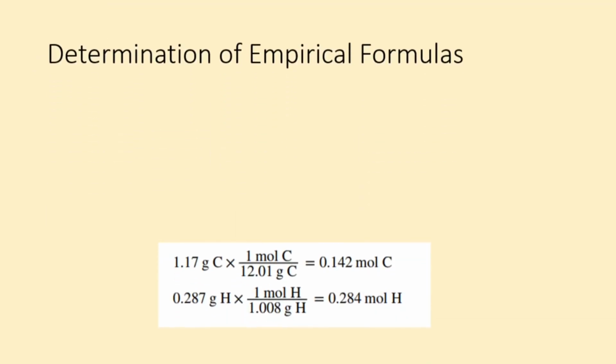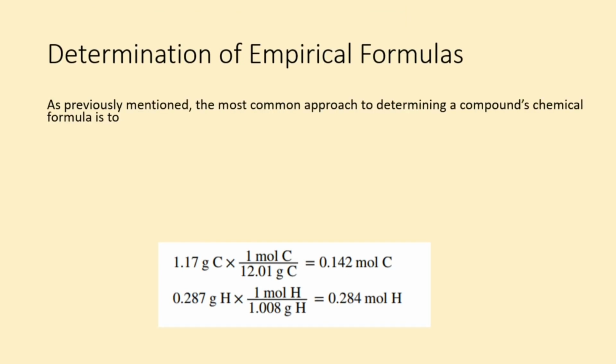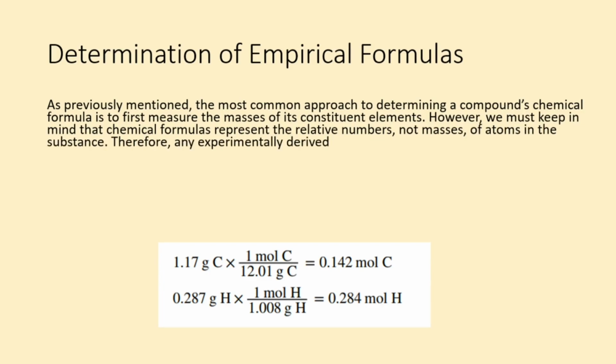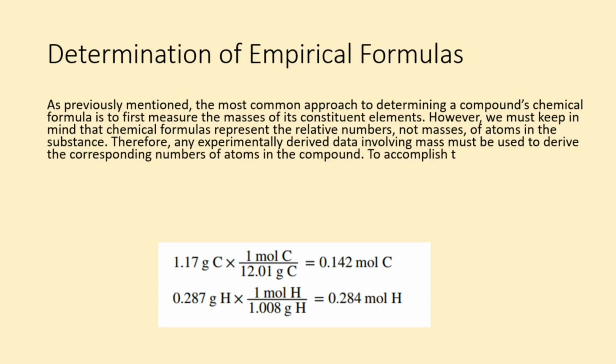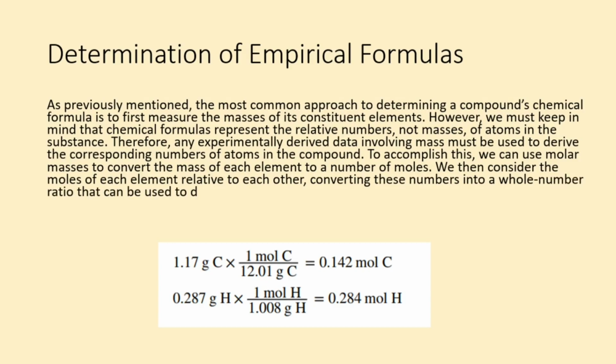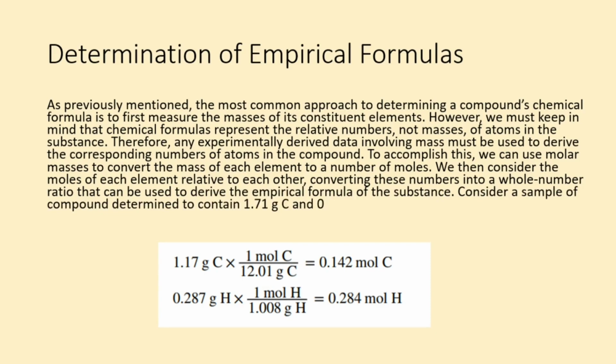As previously mentioned, the most common approach to determining a compound's chemical formula is to first measure the masses of its constituent elements. However, we must keep in mind that chemical formulas represent the relative numbers, not masses, of atoms in the substance. Therefore, any experimentally derived data involving mass must be used to derive the corresponding numbers of atoms in the compound. To accomplish this, we can use molar masses to convert the mass of each element to a number of moles. We then consider the moles of each element relative to each other, converting these numbers into a whole number ratio that can be used to derive the empirical formula of the substance.